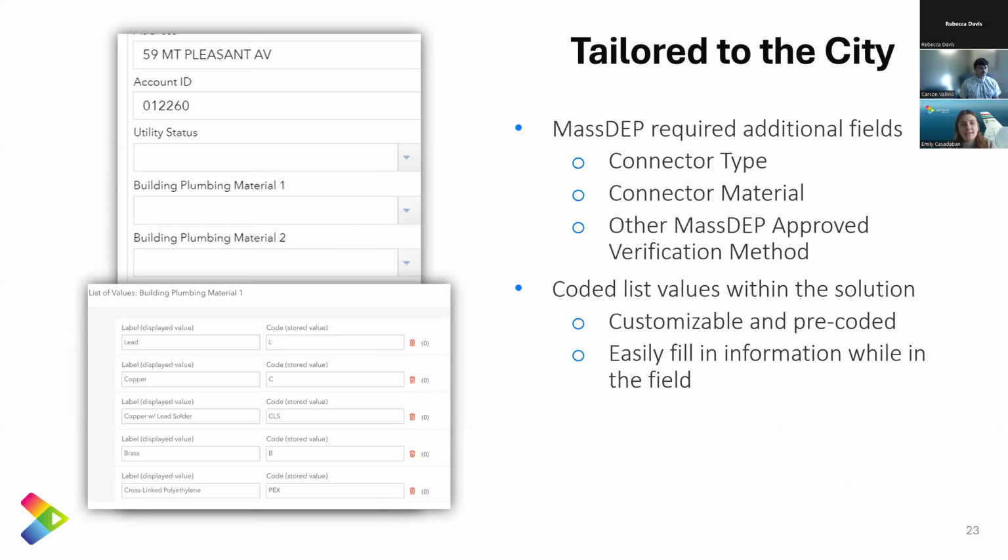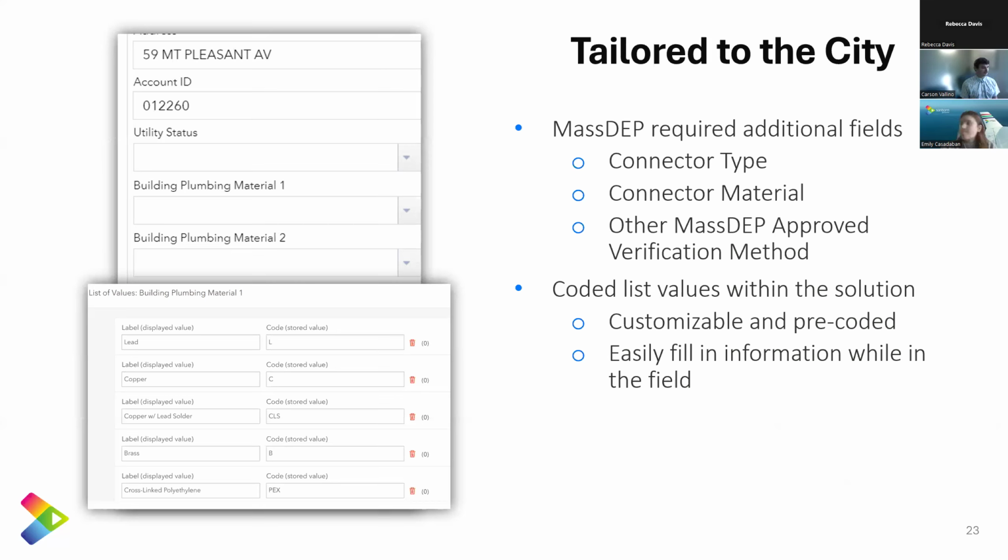Another thing that they asked us to do is the backend needed to be coded for Mass DEP. So we were able to store custom pre-coded fields to allow for easy filling out in the field, so users don't get confused between the solution fields and the Mass DEP fields. They're pretty consistent amongst how to fill them out. But in the backend, when they go to send this information to Mass DEP, it is coded correctly for what they need to submit. Awesome.